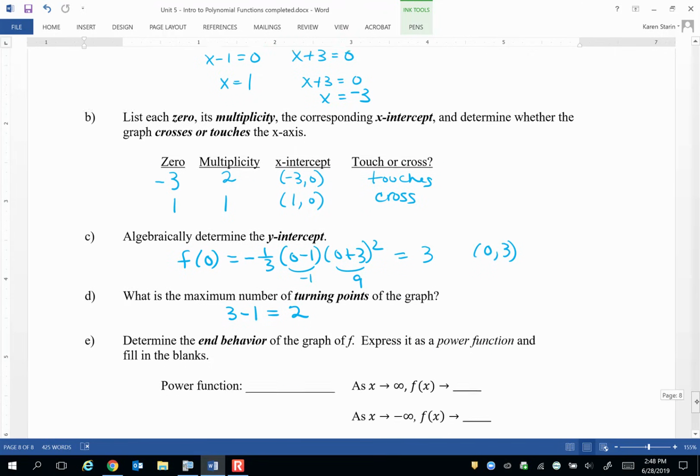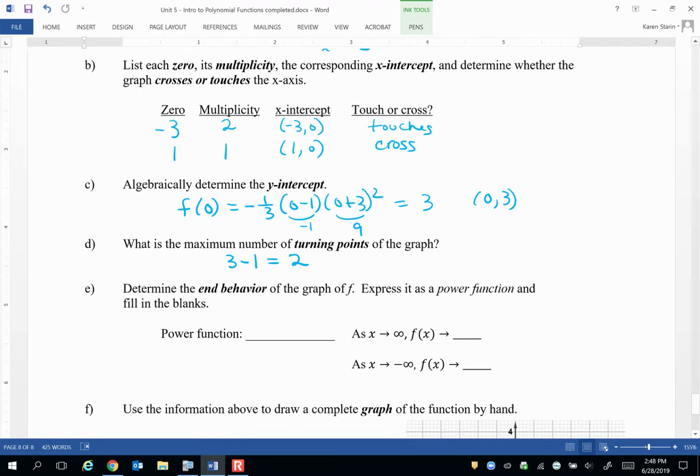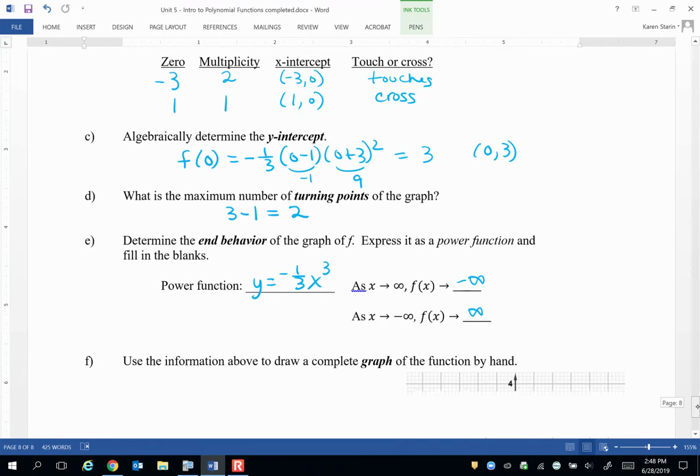And then our end behavior, our power function is y equals negative 1/3 x cubed, because the leading coefficient is negative 1/3 and the degree of the polynomial is 3. So we know as x approaches infinity, f of x will go to negative infinity, and as x approaches negative infinity, f of x will approach positive infinity. So we can curve sketch with all this information.